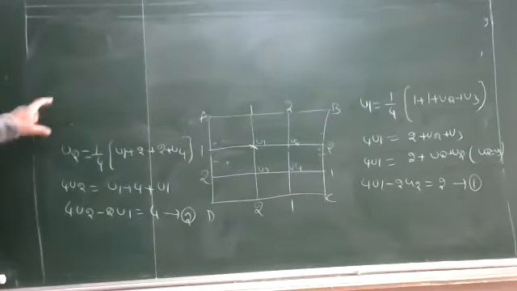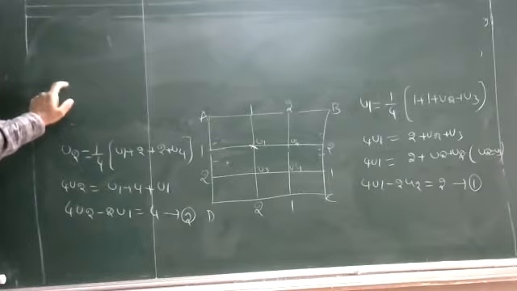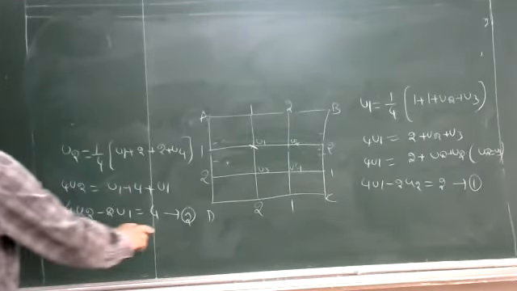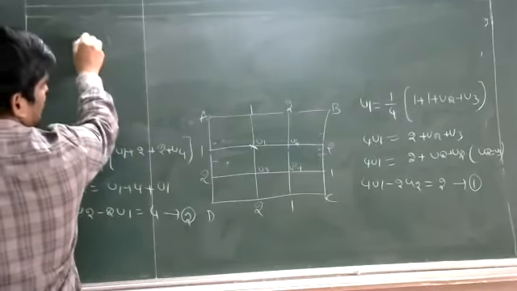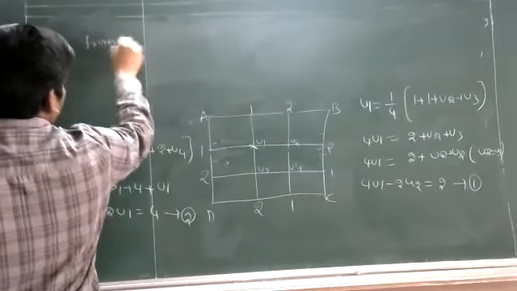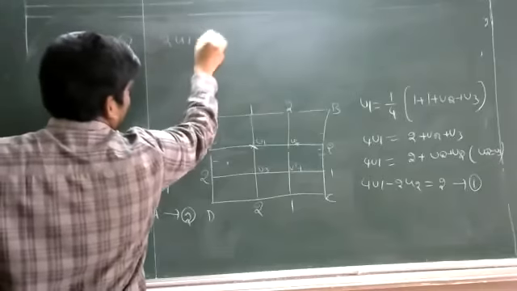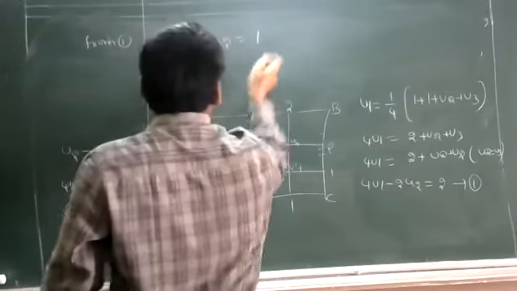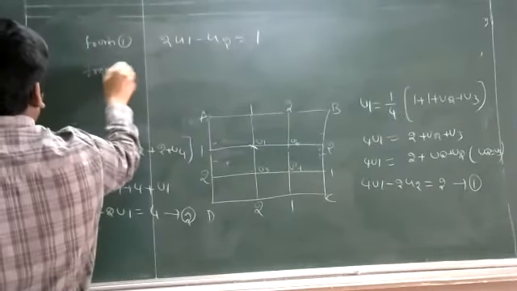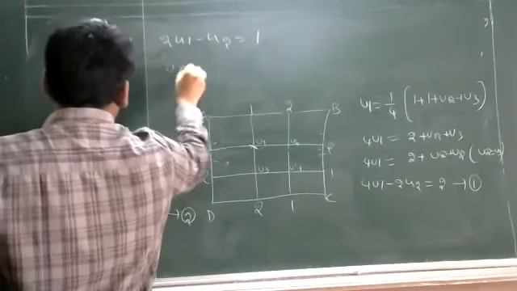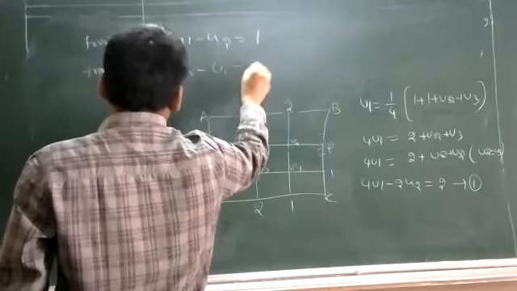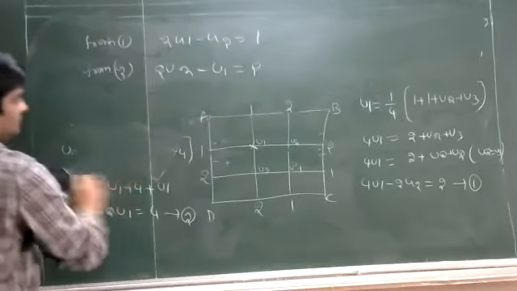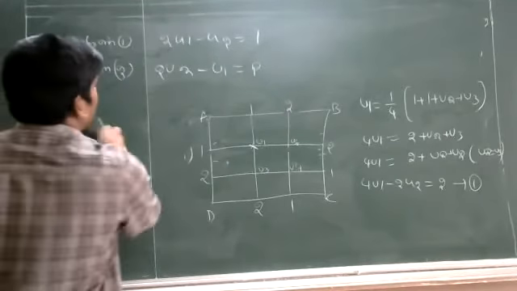So everyone knows this problem, right? In the previous class, we were not discussing this problem. By solving these two, from equation 1 we can replace 2u1 minus u2 is equal to 1. From equation 2, we can replace 2u2 minus u1 is equal to 2. Yes? So solve these two equations.